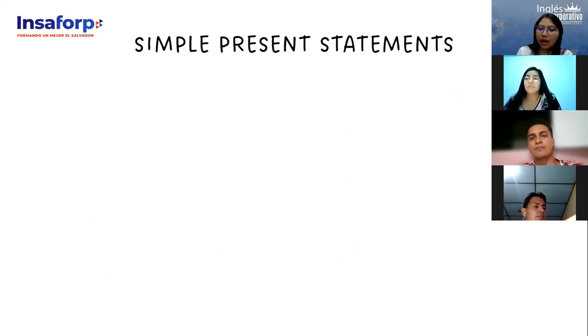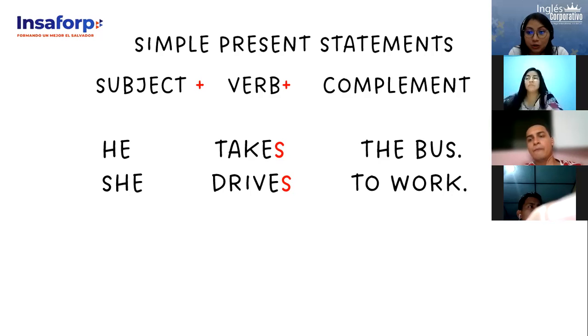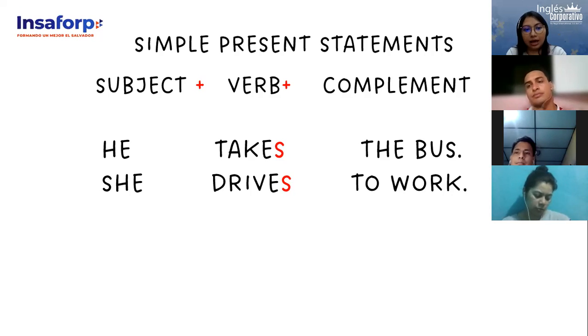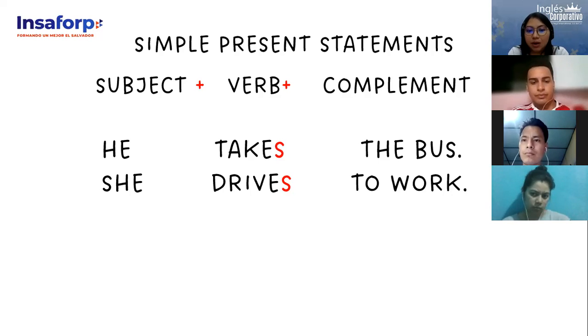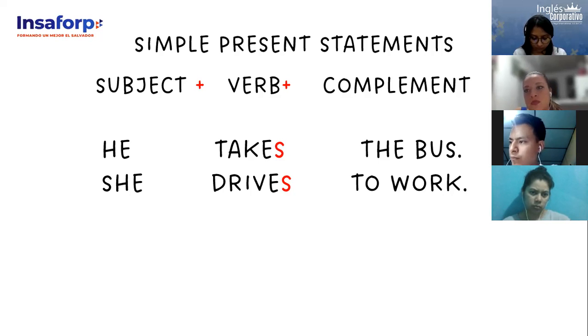But what happens if we have he and she? He, she, and it. We call these ones third person. ¿Qué pasa si vamos a la tercera persona? Ahí cambia un poco el affirmative. He takes the bus. She drives to work. What do we add? ¿Qué le agregamos a la tercera persona? S.